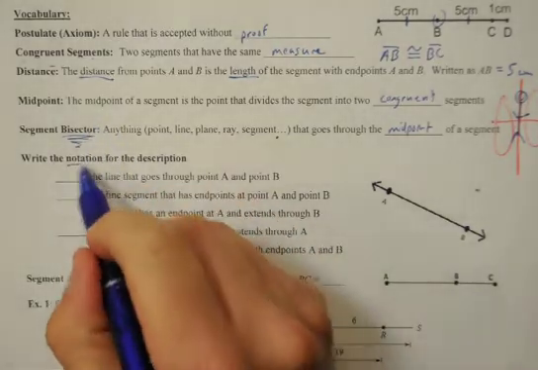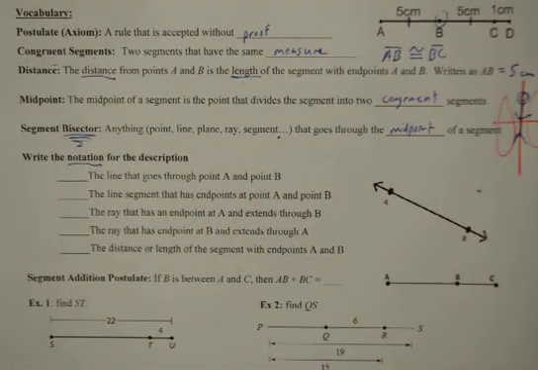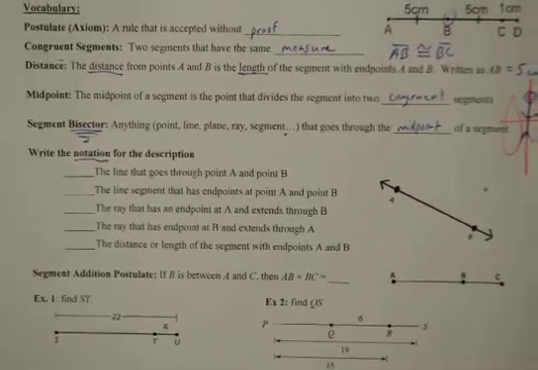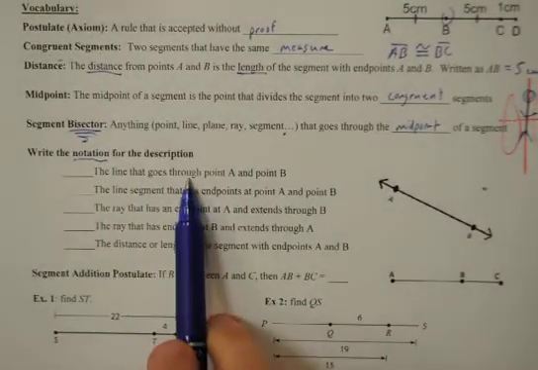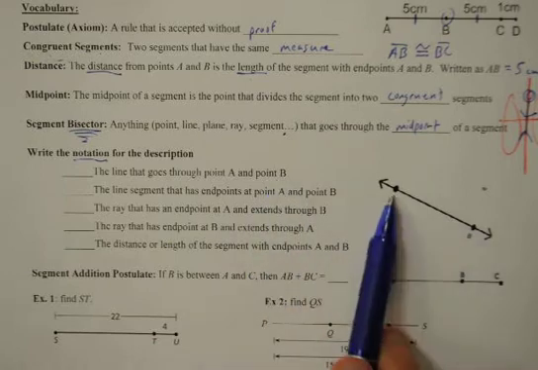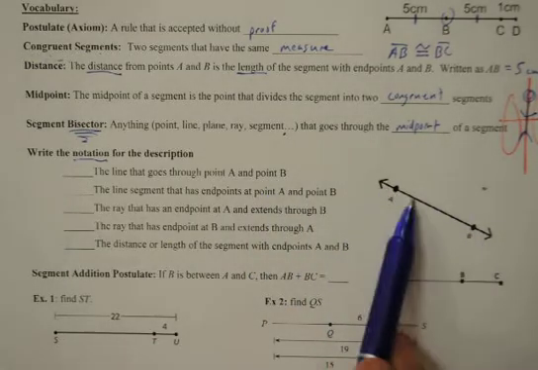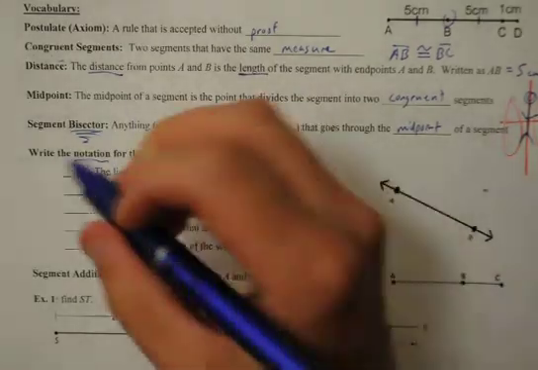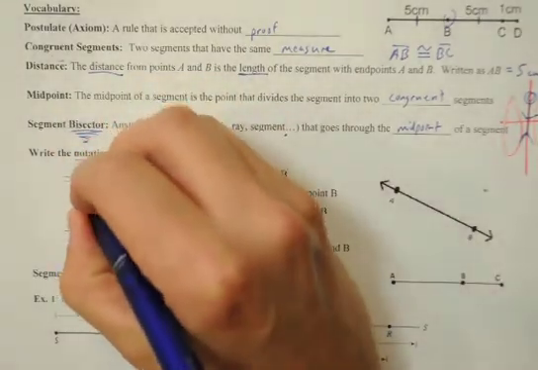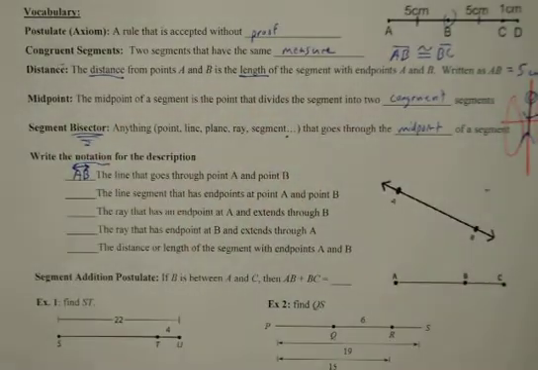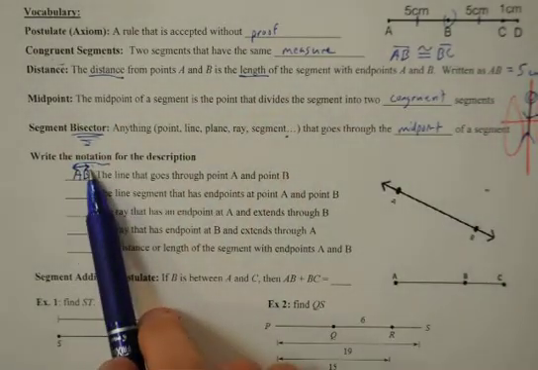Okay, next. Write the notation. So all about the notation now. This is a summary of the notation that we'll use the rest of the quarter. So first thing is the line that goes through points A and B. Here it is. There's a line. It's got an arrow that way, it's got an arrow that way. We call this line AB like that, with two little arrow symbols.